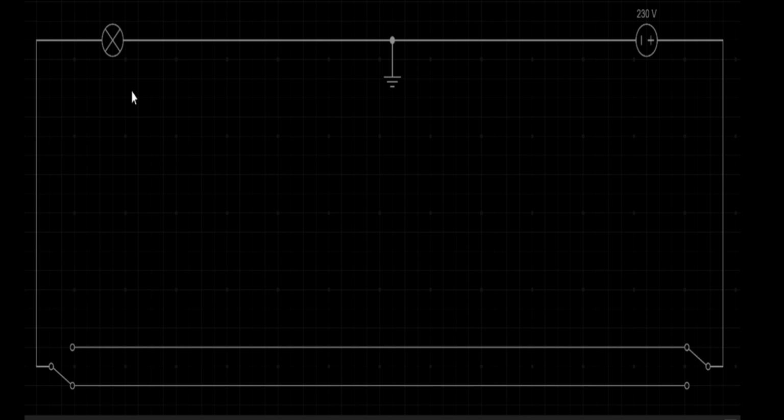Welcome to Creative World. In this video, we will learn how to control a bulb from two different places using two-way switches. We will learn about two different wiring techniques for this network.